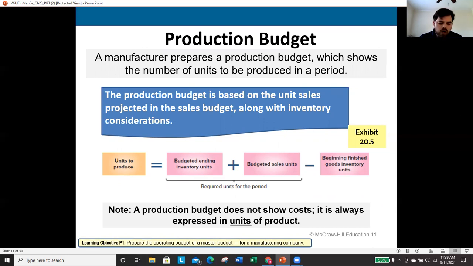So there is one quick note we need to make, and it's down here at the bottom in bold. A production budget will not show cost. It does not. The production budget is always expressed in units. This is a very important consideration, a very important factor of my production budget. So if I ever give you a question asking you which budget is always done in units, you'll be looking for the production budget. Very good.